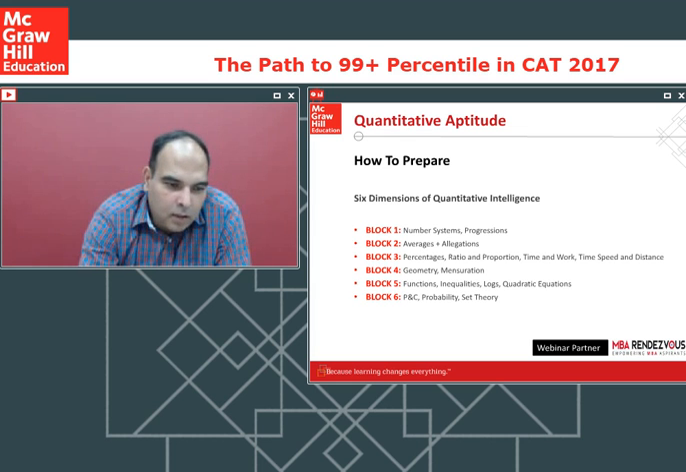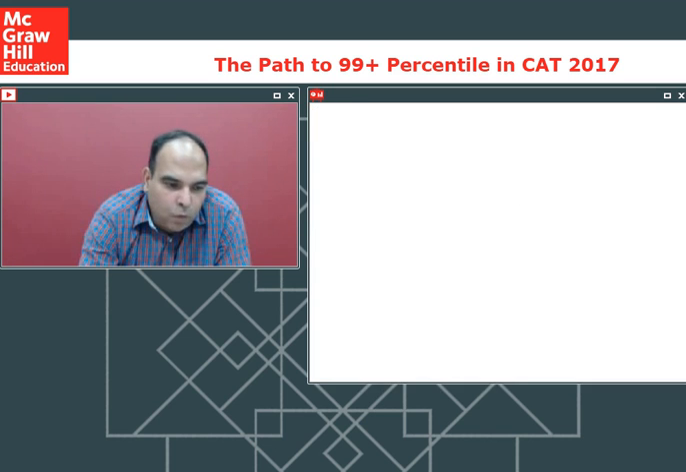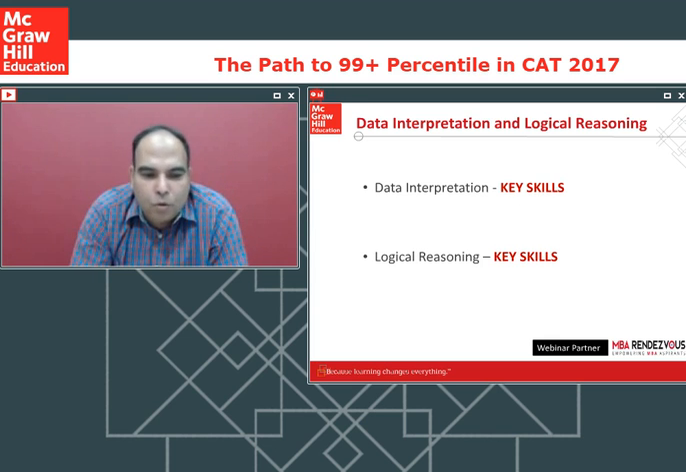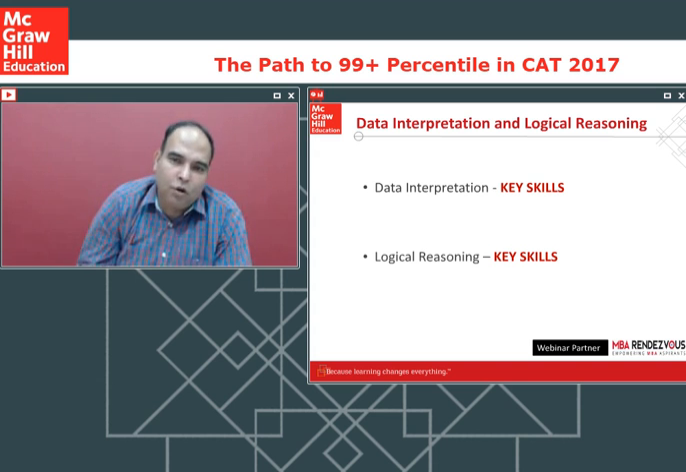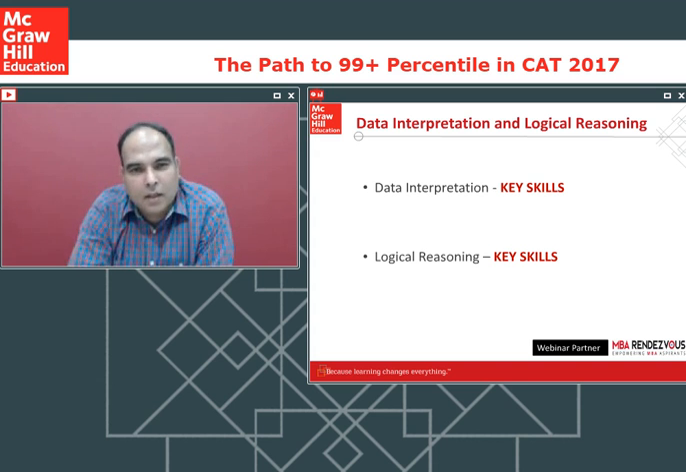the maximum amount of learning will happen through questions. In quants, question-based learning is 80% of your work. In data interpretation and logical reasoning, question-based learning is 98-100% of your work, because in data interpretation and logical reasoning, there's actually no theory to study. Everything you learn is learned through questions.